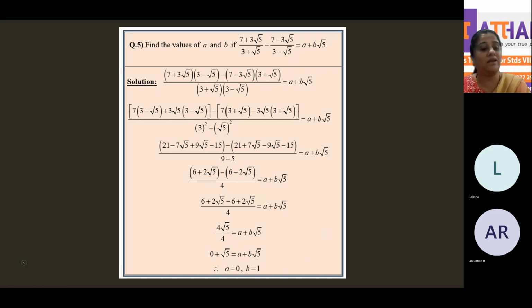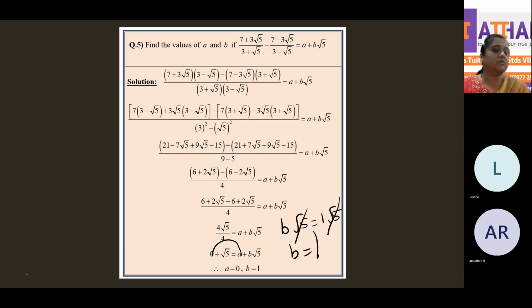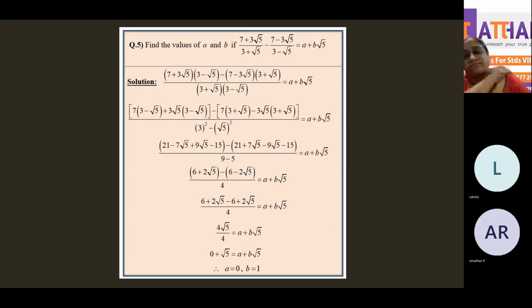a is 0 because a has nothing on the other side. If there is nothing, it means 0. a has nothing on the other side. So a is 0. But b root 5 is equal to 1 root 5. So root 5 and root 5 get cancelled. b is equal to 1. Please work this one.